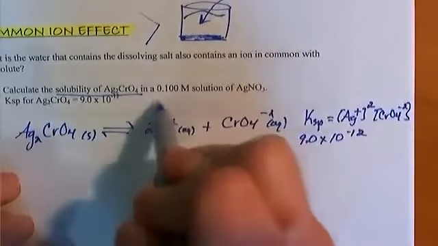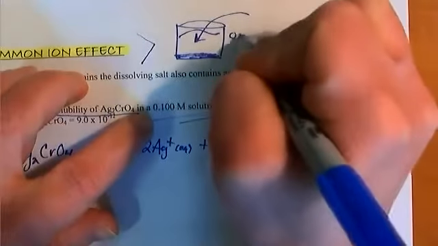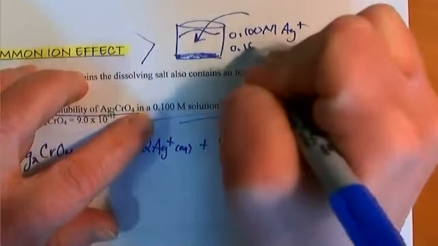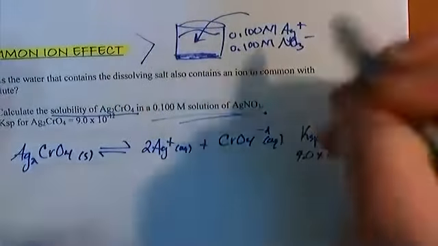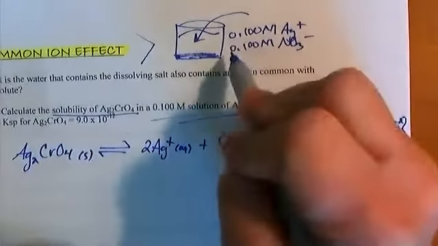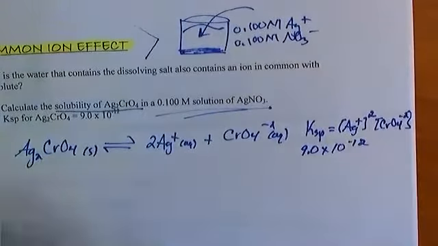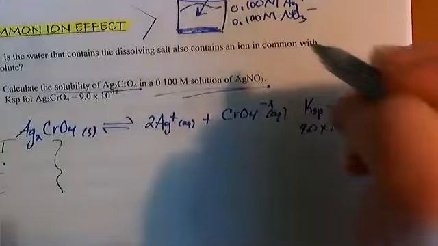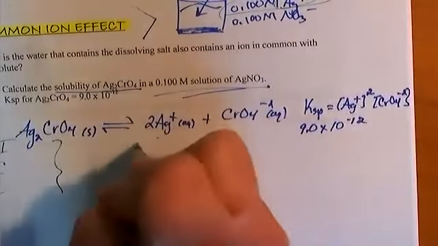But look what else we have. We have a solution, and we know all nitrate compounds are soluble. So this solution is 0.1 molar silver ion and 0.1 molar of nitrate. So the question we have to ask ourselves is, does anything here play a role in our ICE table? So we know our ICE table. We don't keep track of the solid, but the solution gives us some initial silver.